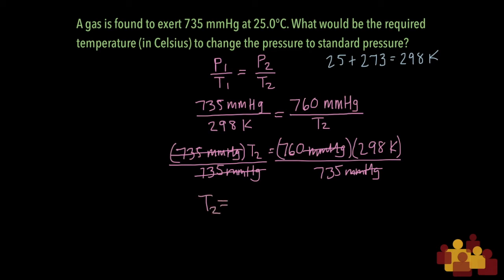And that's going to give us a temperature of 308.1 Kelvin. And we're not done yet. The original problem asked us for our answer in Celsius, so we need to subtract 273 from our result. Minus 273, and that gives us a final answer of 35.1 degrees Celsius.